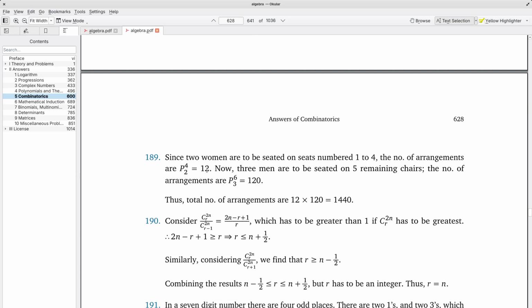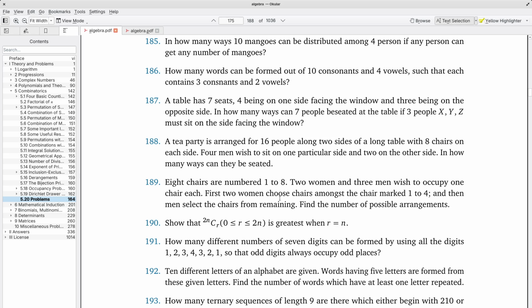So, since 2 women are seated on seats numbered 1 to 4, the number of arrangements is 4P2, that is 12. Now 3 men are to be seated on the 6 remaining chairs. The number of arrangements is 6P3. The total number of arrangements is 12 multiplied by 120, that is 1440.